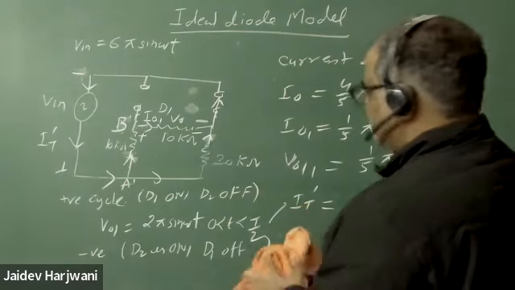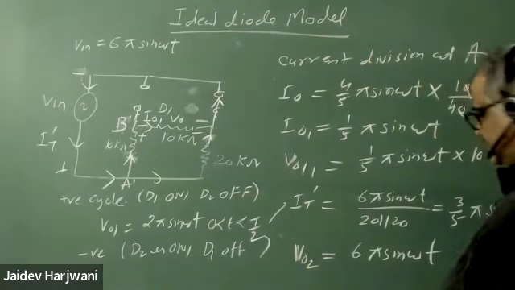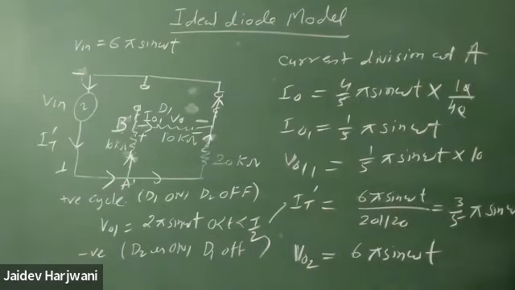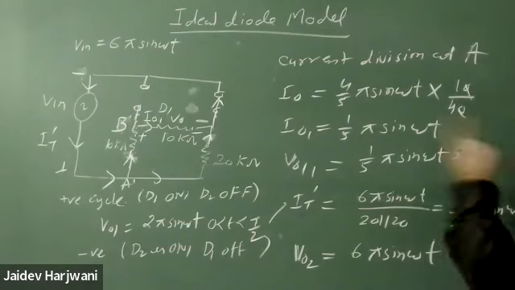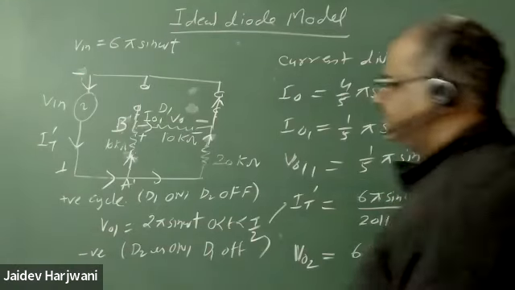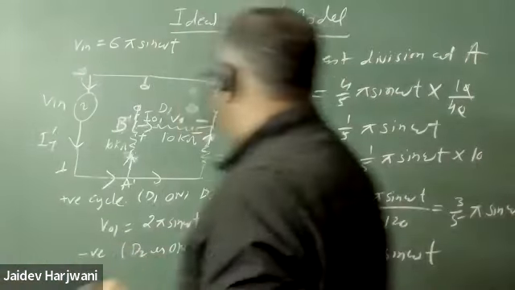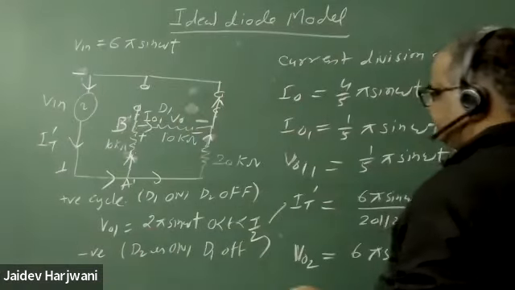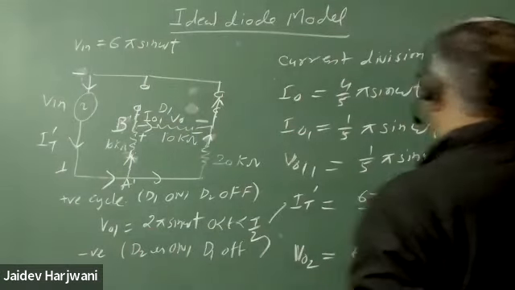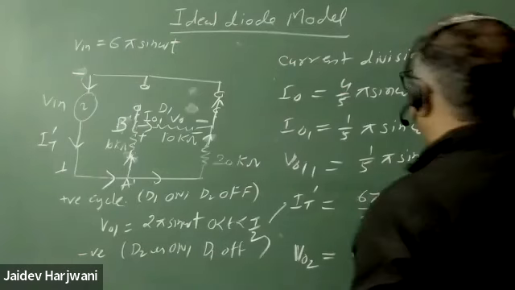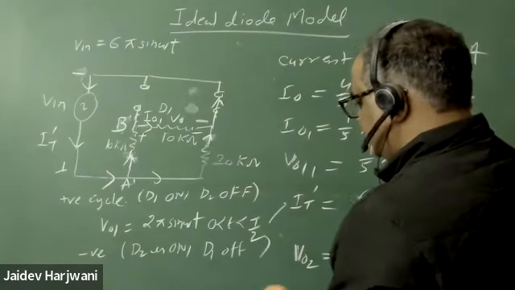Now let me plot. 10 into 10 raised to 3, no? 10 kilo ohm, resistance is 10 kilo ohm. So current also is in milliampere, then that will cancel and it will come in volts. Current also is in milliampere, because once you put kilo ohm, that will come in milliampere only.